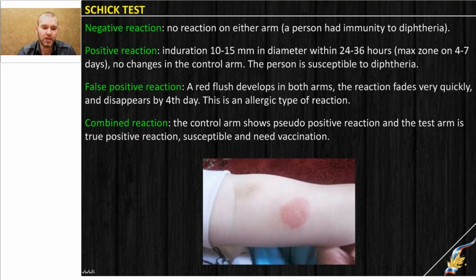And we have a combined reaction, when in the control arm where inactivated toxin is injected, you see a pseudo reaction. It is positive, but it is positive for allergy. But in the test arm, you will see a truly positive test. It means it's not some flush induration. It is a good, strong result with edema, pain, and it means the subject is susceptible, of course, and you need to perform vaccination as well. Or if it is an ill person, you need to provide the subject with antitoxic diphtheria serum.